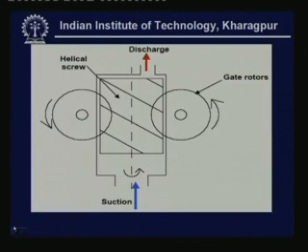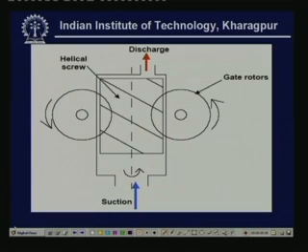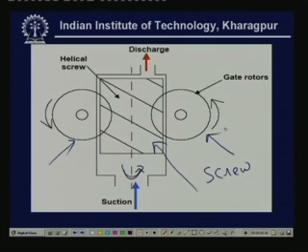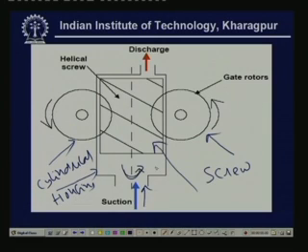Okay, so let me show the schematic of single screw compressor. So, as I said, you have a single helical screw. This is the screw, which is driven by a motor and it rotates in this direction, and it also consists of two gate rotors or planet wheels. You have one gate rotor on this side, one gate rotor on this side, and this helical screw is kept in a cylindrical housing. And this is the suction port and this is the discharge port. So, suction gas enters like this.